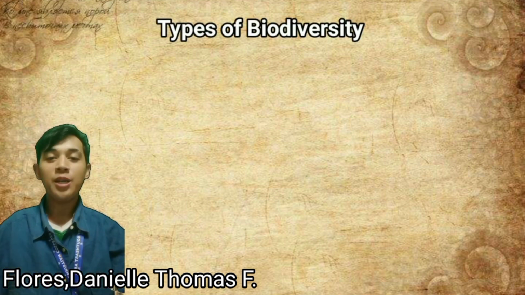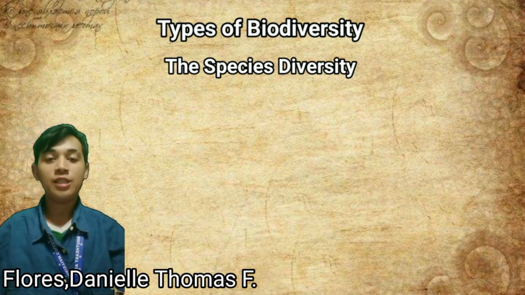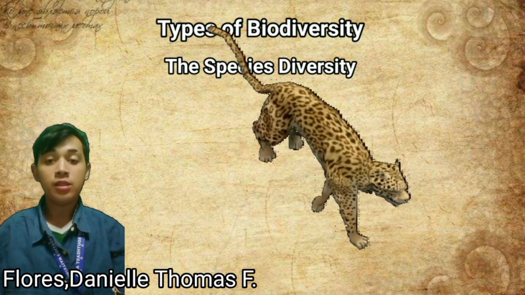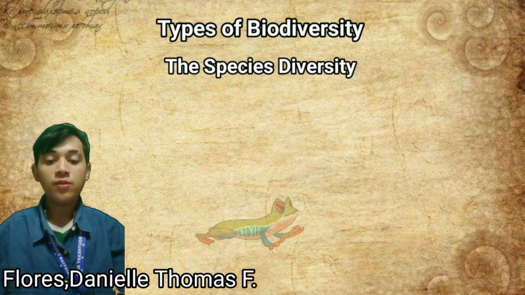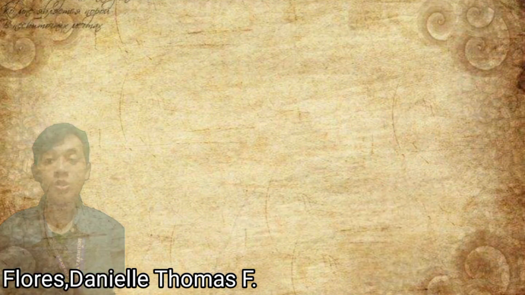There are three types of biodiversity. First is species diversity. The best example of this is the Amazon rainforest, a home for an array of incredible species, from jaguars and sloths to poison dart frogs and countless plant species.